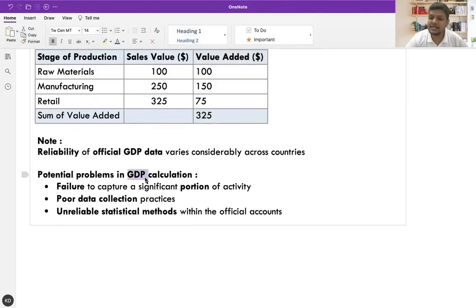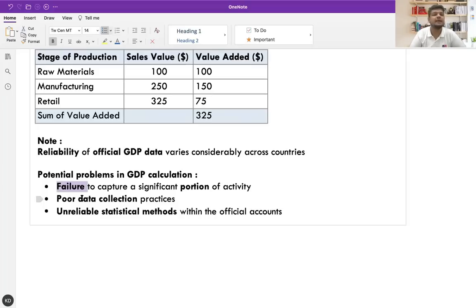So what are the problems in the GDP calculation? First, failure to capture everything. Tell me, in a country of 1.4 billion people, or even China, it's not possible to calculate every economic activity, right? You can calculate the organized sector, but not the unorganized sector, isn't it? Second, the data collection process is not that fast or perfect, because does everyone in India do transactions through banks only? No, then it's very difficult to account for each and every economic activity.